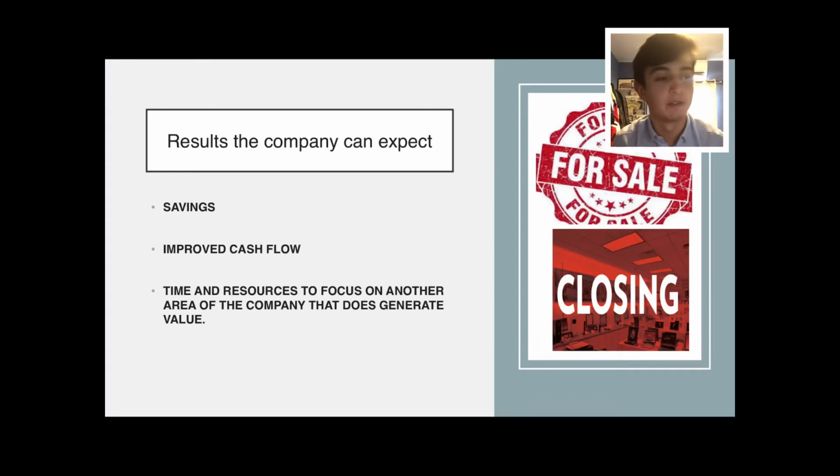So as we said, we're no longer going to be spending money on this cost, so we're going to have improved cash flow. And lastly, a very important one is the time that we're going to have to focus on another part of the company that is going to generate value. So since we're not going to have all these people working on a certain part of the company that is not performing as we would wish, we're going to have more time to focus our resources somewhere else that is going to generate more value for us, long-term and short-term.